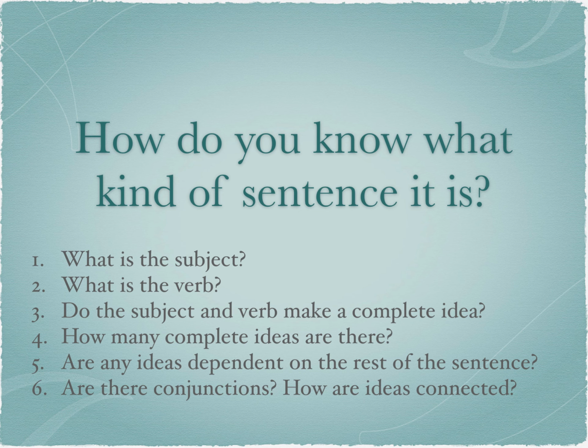So how do you know what kind of sentence it is? Ask yourself these questions. Start with, what is the subject? Next, what is the verb? Do the subject and the verb make a complete idea? If it is a complete idea, then you probably have an independent clause or a simple sentence. How many complete ideas are there? If you have more than one, then it could be a compound sentence. If you have more than one that's combined with independent and dependent, it could be complex. Are any of the ideas dependent on the rest of the sentence?